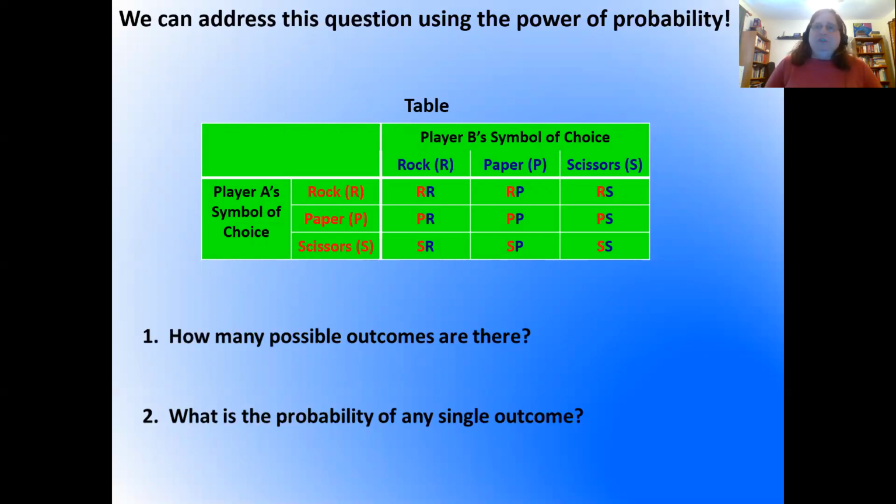So we might ask ourselves to start off, these are all our possible outcomes in this table right here. How many different outcomes can happen? 9, right? That's what I see. I see 9 different possible outcomes here, 3 rows of 3. So what's the probability of any single outcome? It's 1 over 9, or 0.111111.